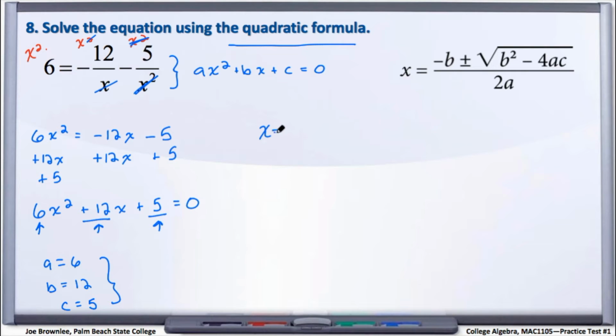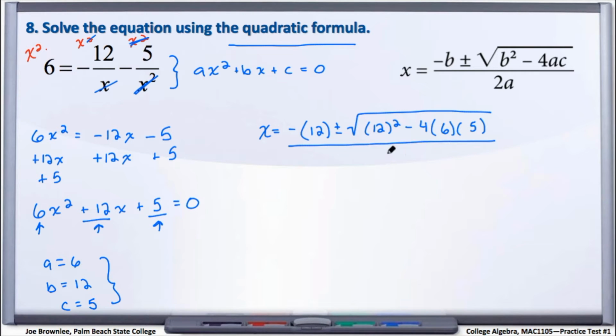All right, so let's take these values and plug them into the quadratic formula. So we'll have x equals negative b, and b is 12, plus and minus the square root of b squared minus 4a times c, which is 5, all over 2 times a.